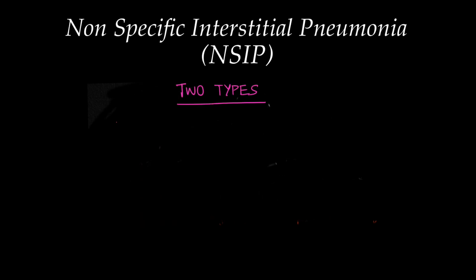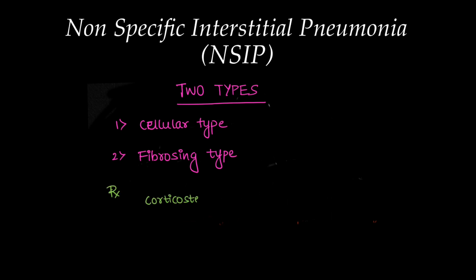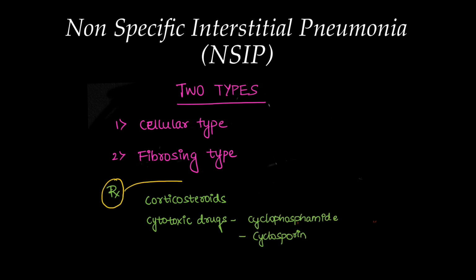Histologically, there are two types of NSIPs. One is the cellular type and the next one is the fibrosing type. Treatment is corticosteroids or cytotoxic drugs like cyclophosphamide, cyclosporin, etc., and treatment works better in the cellular type of disease.